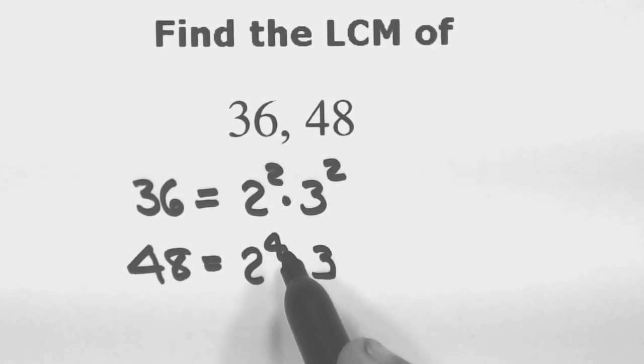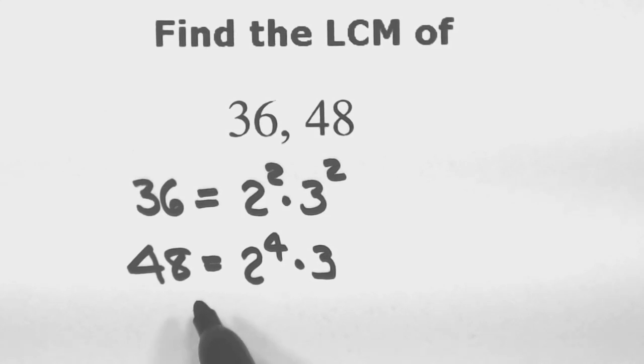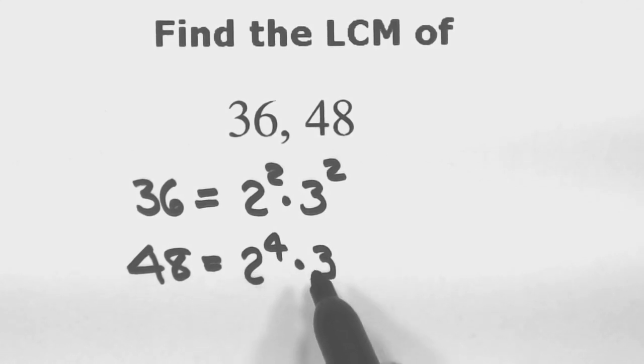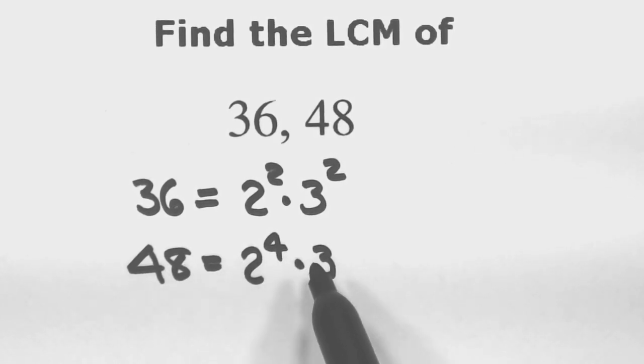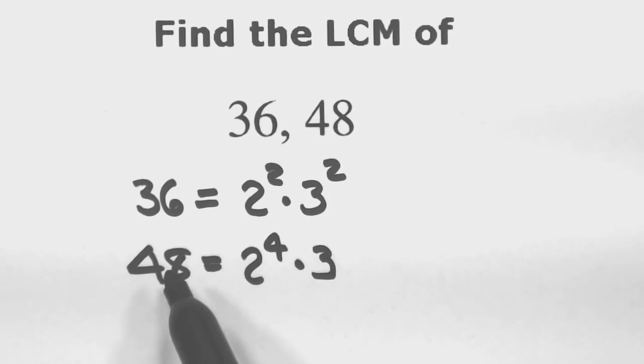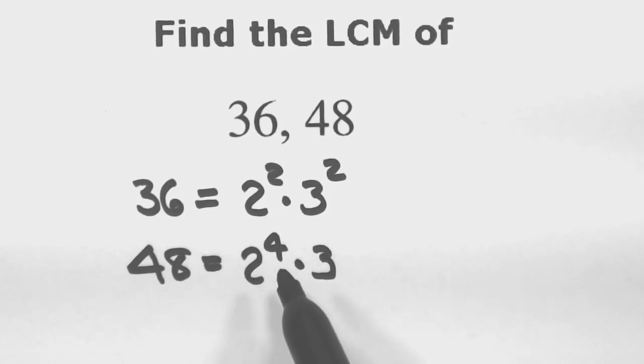What's 2 to the 4th? Well, if we had a total of 4 2's here, 2 times 2 would be 4, times 2 is 8, times the last 2 is 16. What's 16 times 3? That is indeed 48. Now, again, if you had a little difficulty working something like this out, just use the factor tree on them and you'll get the correct factorization.